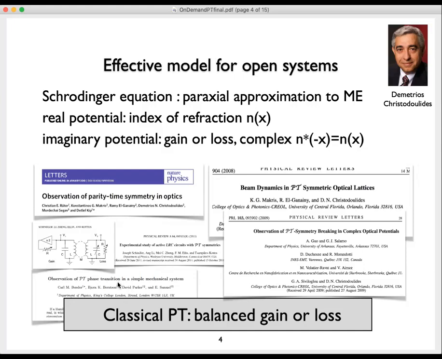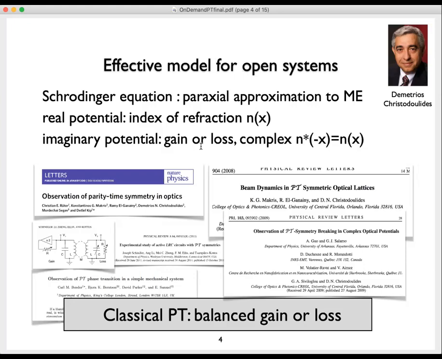This idea has also been implemented in a simple mechanical system. Literally two pendulums: one pendulum has a resistance and it's going to come to a stop, another pendulum has been pumped with energy, and you couple them and you get a stabilization when the coupling is strong. The basic idea in all of these is that classical PT corresponds to basically having a balanced gain and loss in a system.